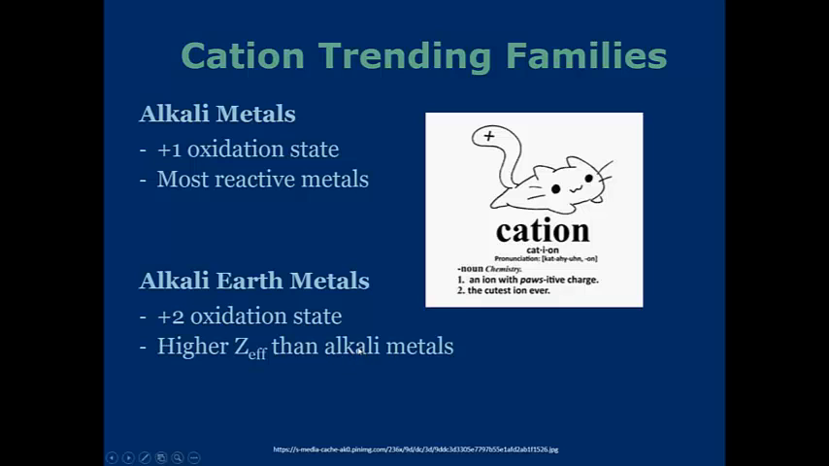Alkali earth metals are directly to the right of alkali metals. They have a +2 oxidative state and a higher Z effective than alkali metals. Elements in this family include beryllium and magnesium.